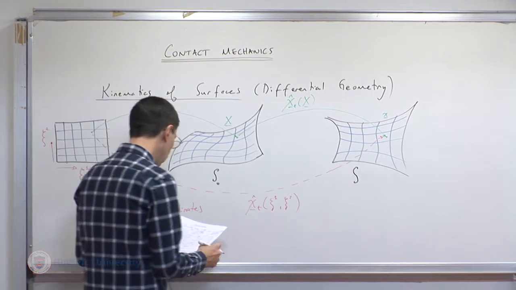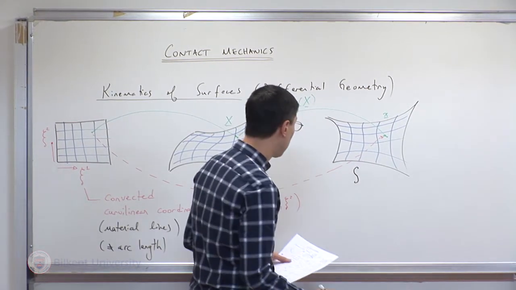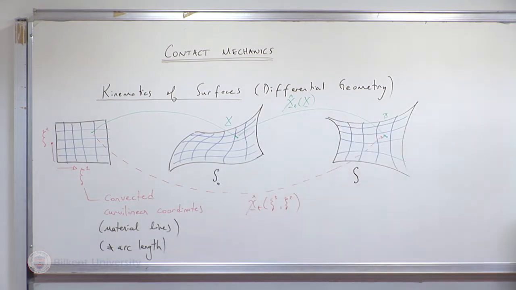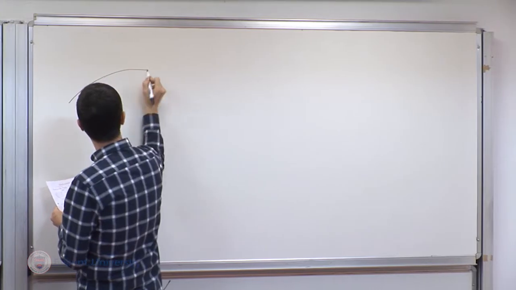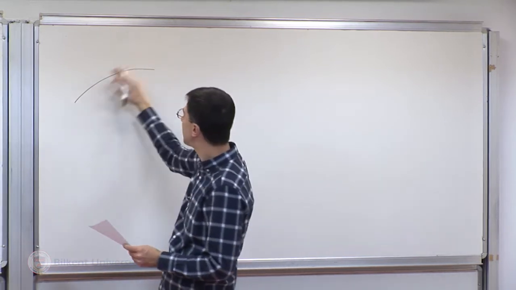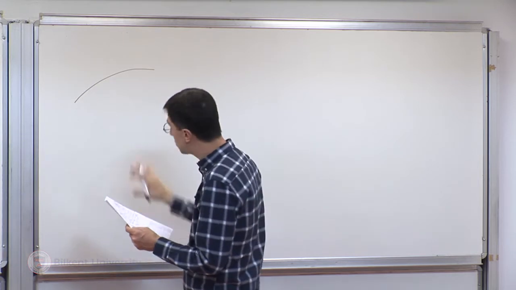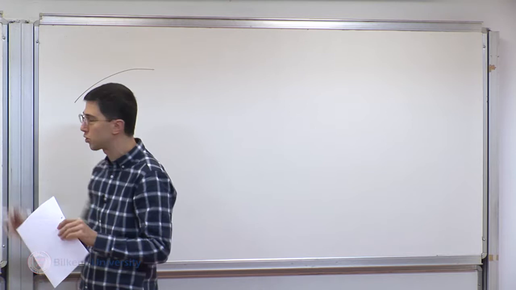I'm going to introduce two vectors. Let's do it on this board first as a motivation. They are vectors that are tangential to these surfaces. So I'm going to first pick a curve. Let's imagine that instead of a surface, I have a line that is curved in the two-dimensional space. That's a surface that is curved in the three-dimensional space.